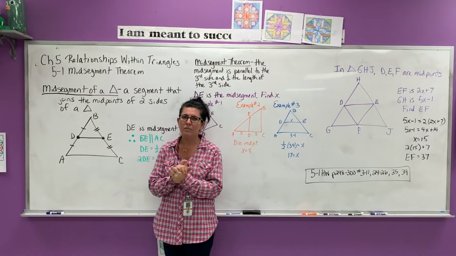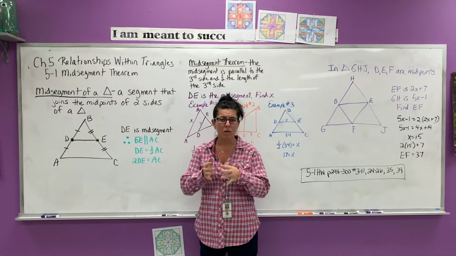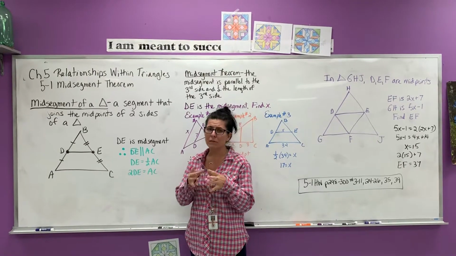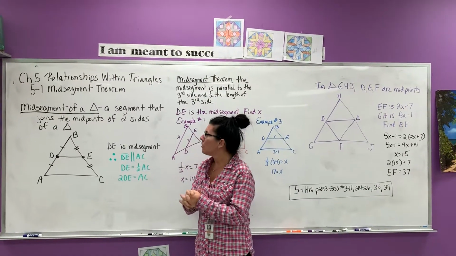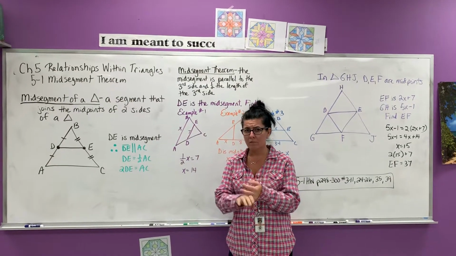Okay, chapter 5. We're covering 5.1, which covers the mid-segment theorem. Just so you know, chapter 4 was about comparing two triangles. Chapter 5 is about relationships within one individual triangle. So understand the difference. The biggest thing for 5.1 is understanding what a mid-segment is and how it functions.